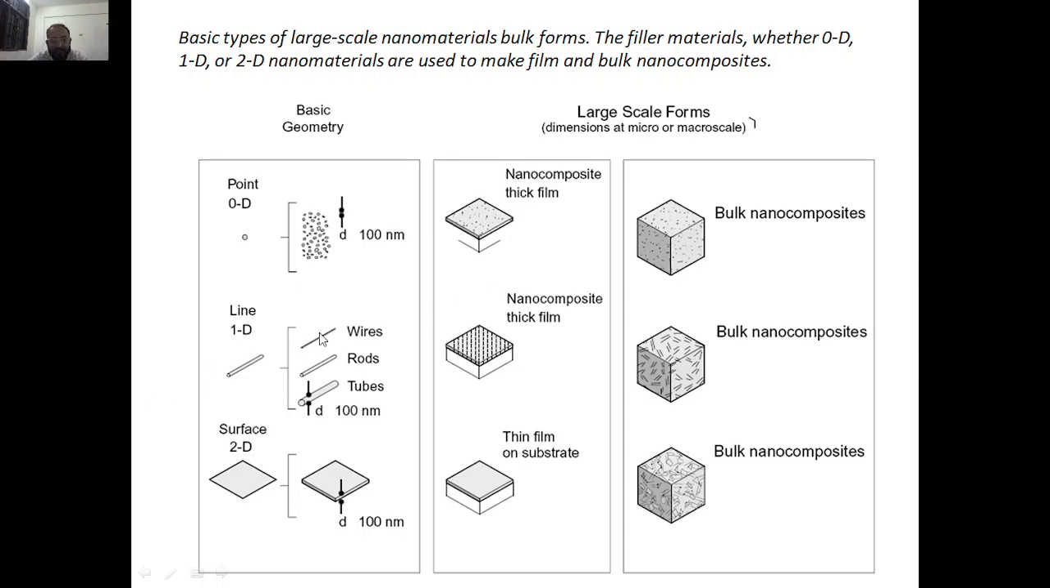So next, that was about zero-dimensional. For one dimension, we have wires, nanorods, nanotubes, all these things. And here the diameter will be 100 nanometers or less than that.